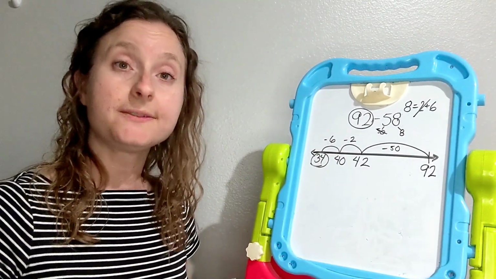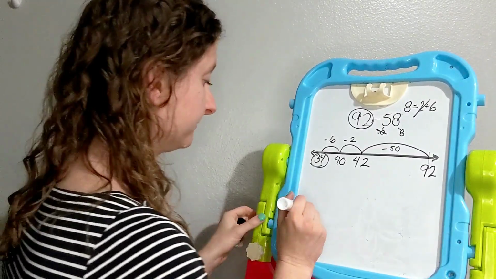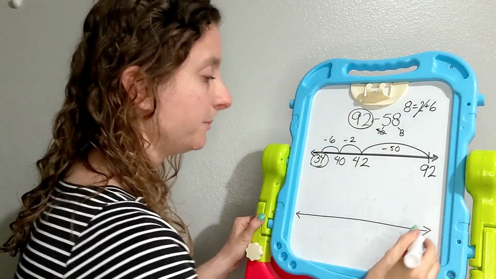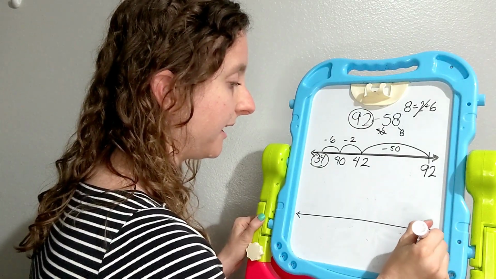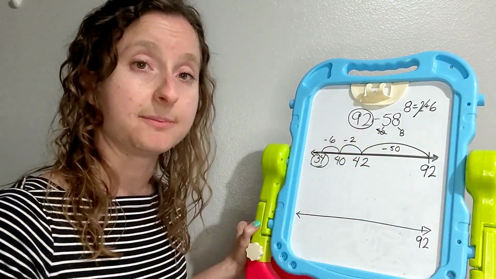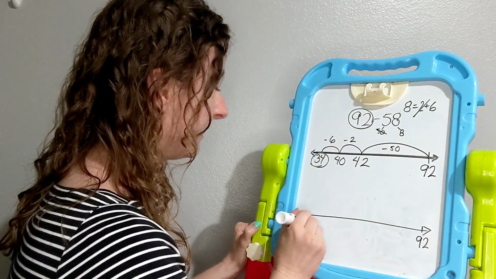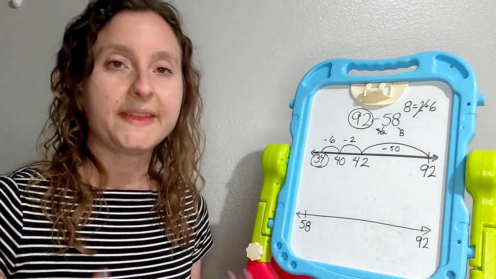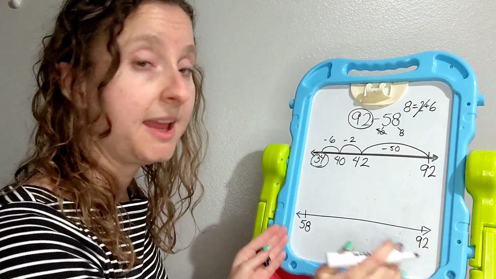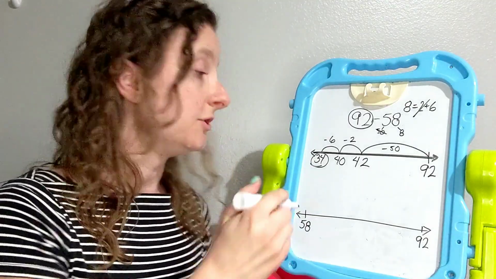Now I'm going to show you a different way to do the exact same problem. I'm still using an open number line. I'm still going to put the biggest number on the right-hand side. But this time, instead of just subtracting my smaller number, I'm actually going to put the smaller number on the left-hand side of my open number line. When we think of subtraction, we can think of it as the space between two numbers. So instead of going backwards, this time I'm going to add up to the higher number.